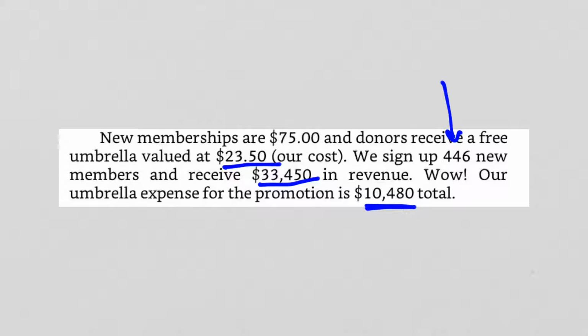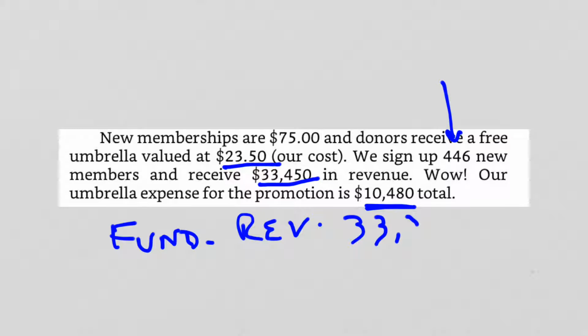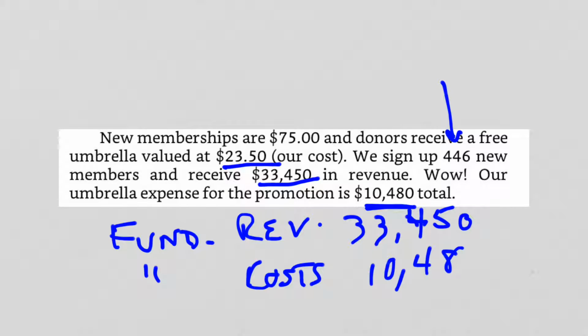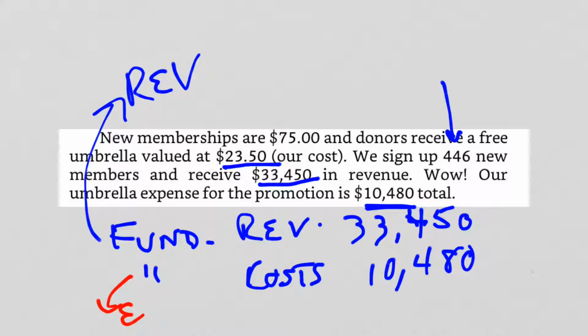So the accounting will be that we're going to show fundraising revenue at $33,450, and we'll show gross the expenditures. So it'll be fundraising costs or expenses at $10,480. This will get shown on the revenue side, and this will get shown on the expense side. And that's the basic lesson here.